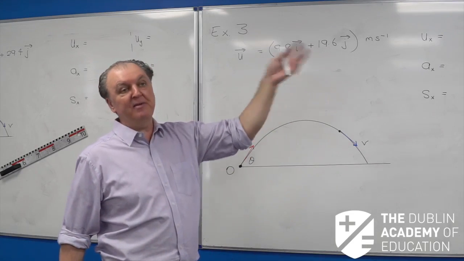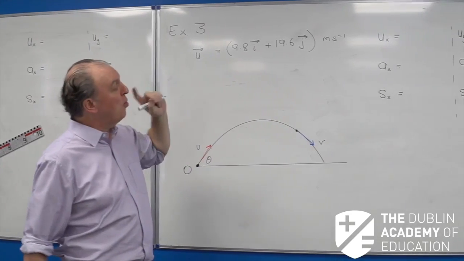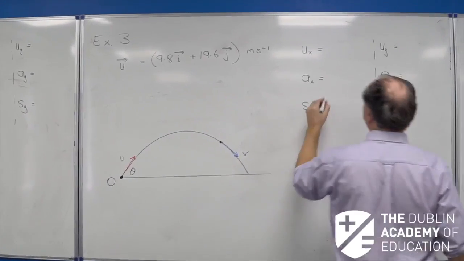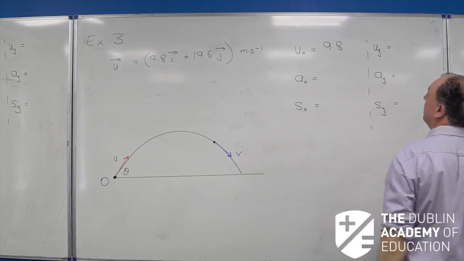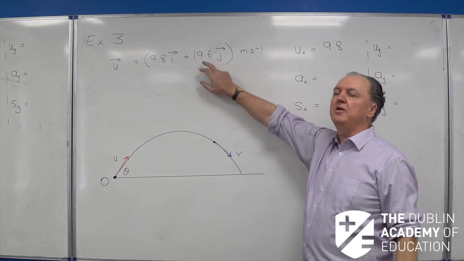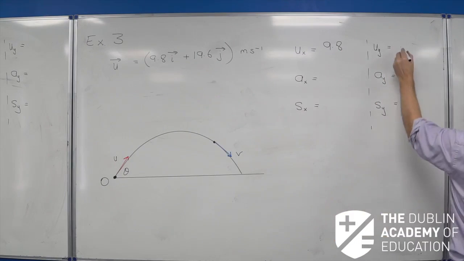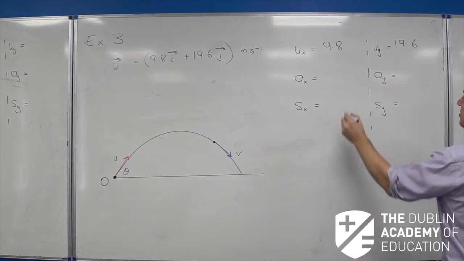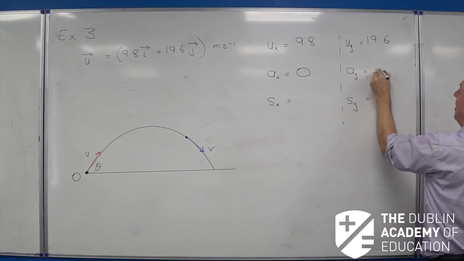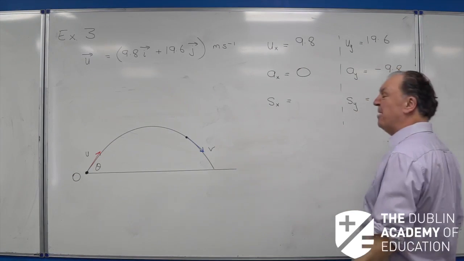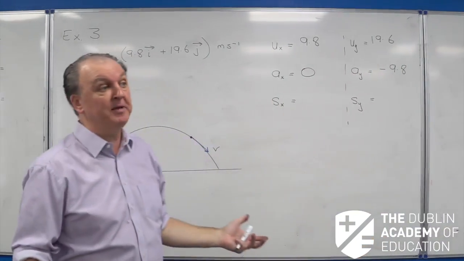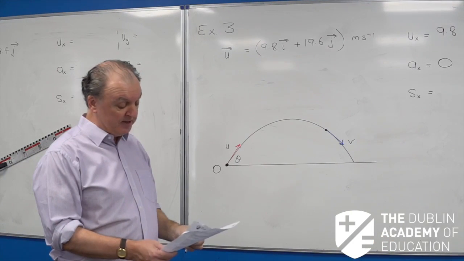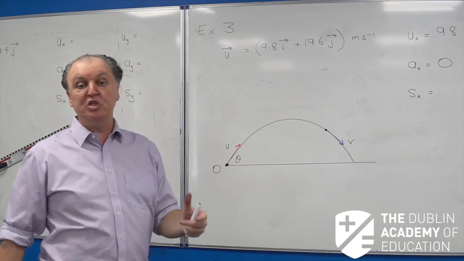Well, as usual, let me fill in the table. So, what's ux? Ux is the I vector coefficient, 9.8 meters per second. Uy is the coefficient of the J vector, 19.6 meters per second. And of course, if you're talking about horizontal planes, ax is 0 and ay is minus 9.8. I can't put an sx and sy in because I don't know where it is, whether it has landed or whatever. So the first thing they're asking me is to calculate the angle theta at which the particle is launched.